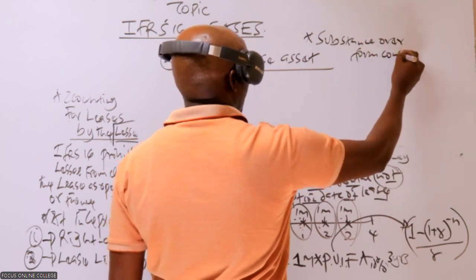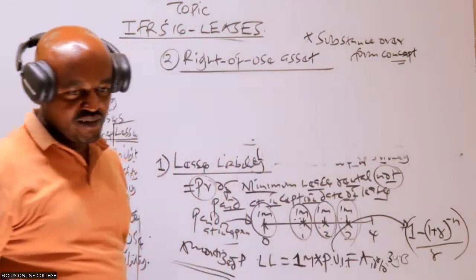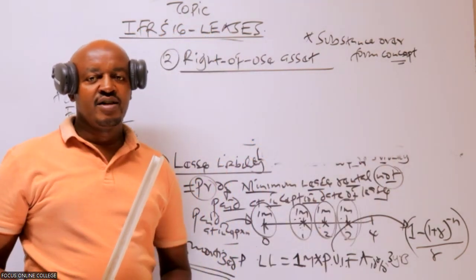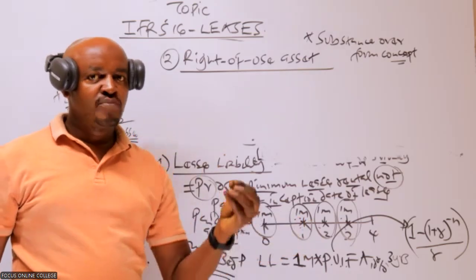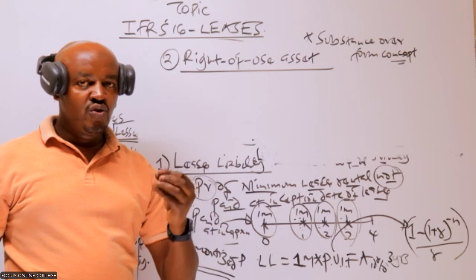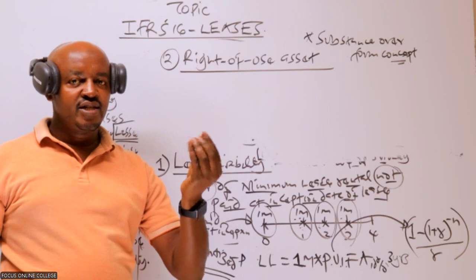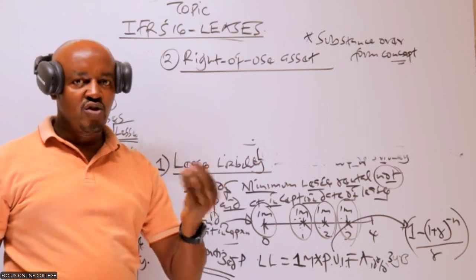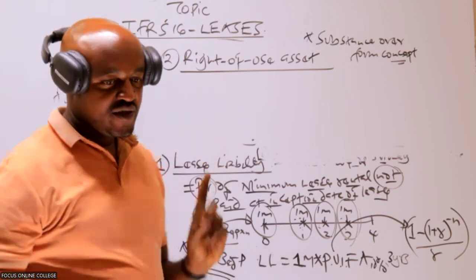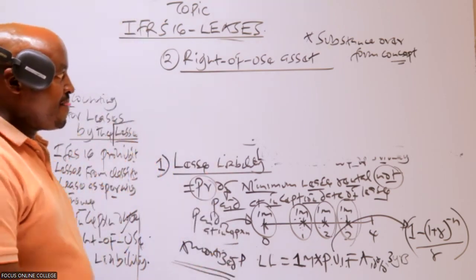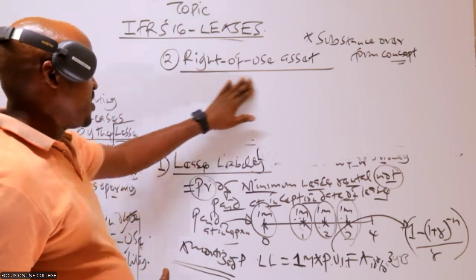Over form concept. Basically, this is an accounting principle which states that if you are deriving some economic benefit from an asset, though you are not the legal owner of that asset, you have to recognize that asset in your books of account, though you are not the owner. So that's why there is a need to recognize an asset in the books of account known as what? The right of use asset.